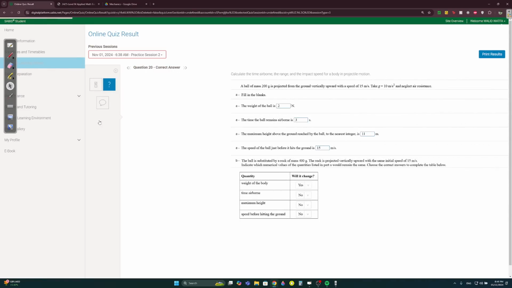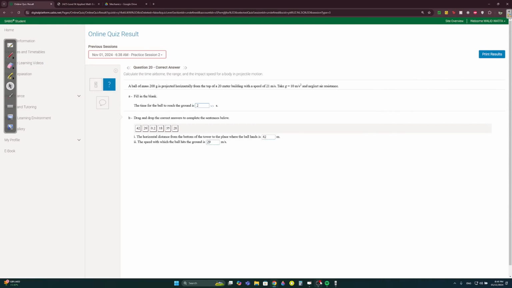Question 20. A ball of mass 200, same question. This 200 is projected horizontally, meaning theta is equal to 0 degrees, from the top of a 20-meter building with a speed of 21 meters per second. Take g equal 10 and neglect air resistance. The time for the ball to reach the ground. Usually, what do we do? We do total time is equal to 2 V naught sine theta over g. But if you do sine 0, now what will you get? 0.